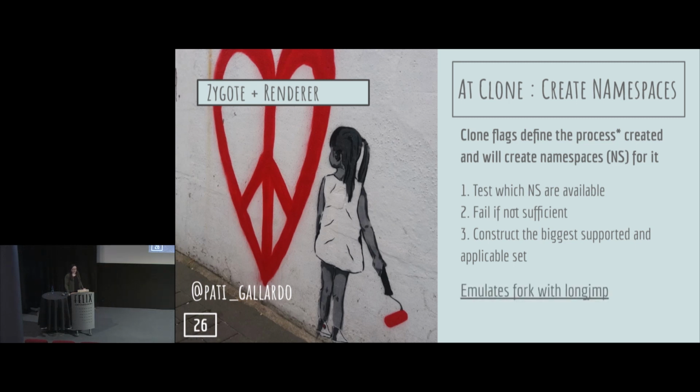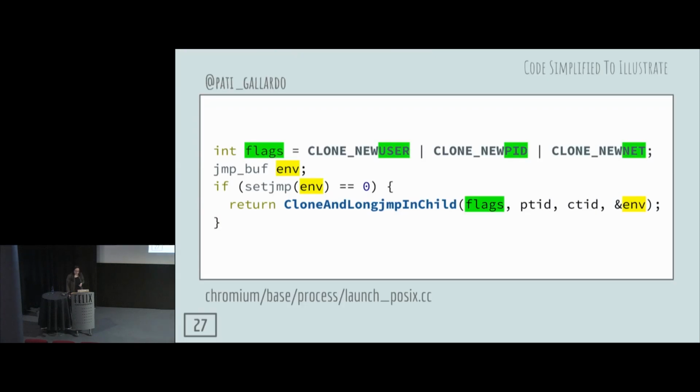The interesting thing about clone, and it has a weird interface, is that inside of Chromium they've actually made a wrapper around clone, which emulates the interface of fork. It's probably because clone is not well known to programmers, and so it's easier to have something that behaves in a way that programmers are used to. So this is the code that emulates fork.